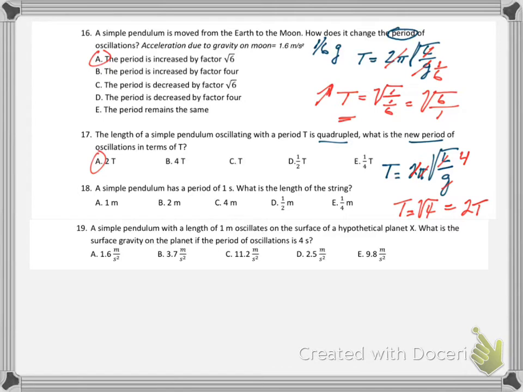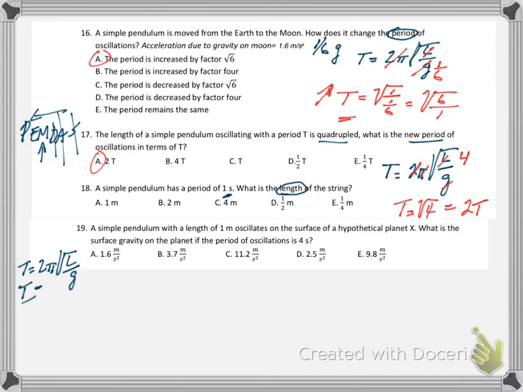Number 18, a simple pendulum has a period of 1 second. What's the length of the string? So we'll use period equals 2 pi square root L over G. And to get L by itself, remember when we're undoing equations, we have to use PEMDAS in reverse. So is there subtraction here? No. Is there addition here? No. Is there division? No. Is there multiplication? Ding, ding, we have a winner. So we have to undo the multiplication by dividing both sides by 2 pi.